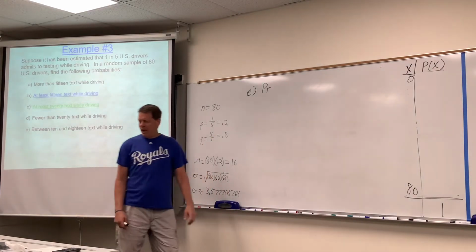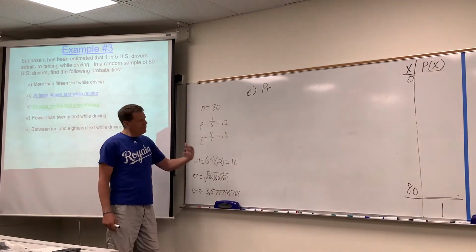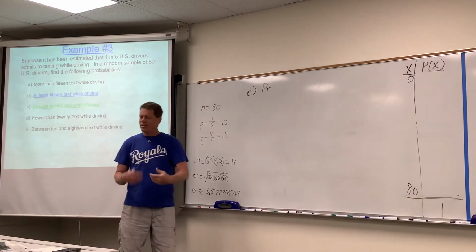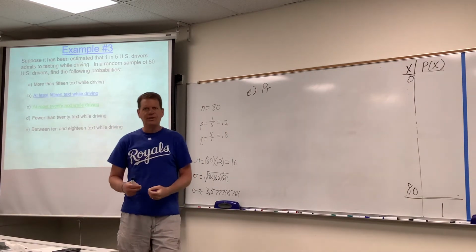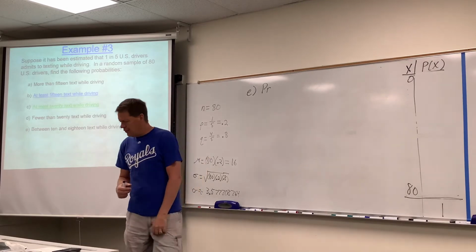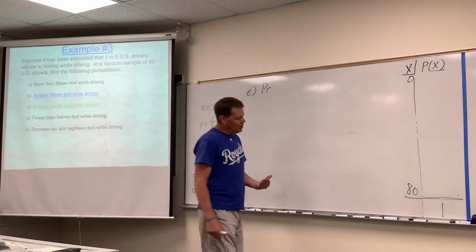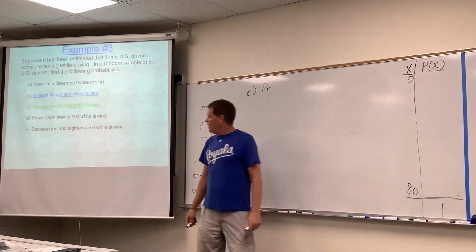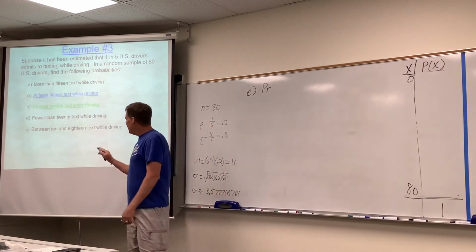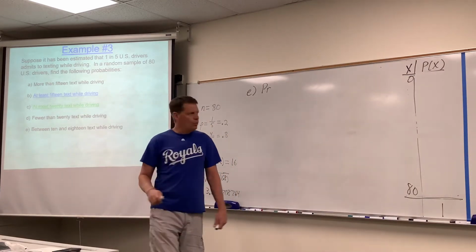All right, so we've got 80 people that we've surveyed. We've established all these things. Please watch these in sequence. It will make more sense, I think, if you do so. Of those 80 people, what's the probability that between 10 and 18 of them text while driving?